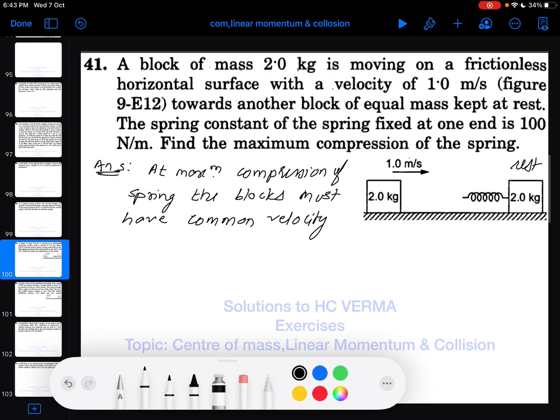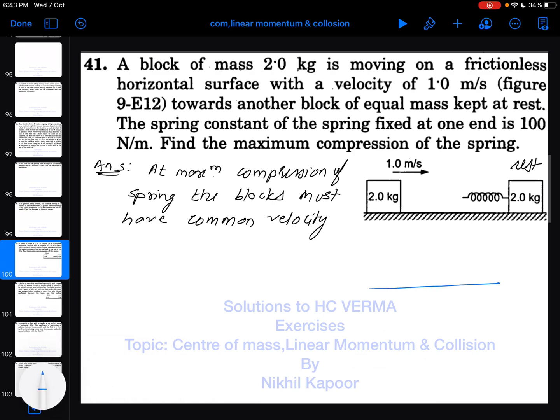It means if I draw the diagram at maximum compression, the compression in the spring will be maximum when both the blocks are moving with a certain common velocity, and that we have to find first. So in that case I can say that total momentum of the system initial must be equal to total momentum of the system final. So initial momentum of the system is mass into velocity plus the other block is at rest.